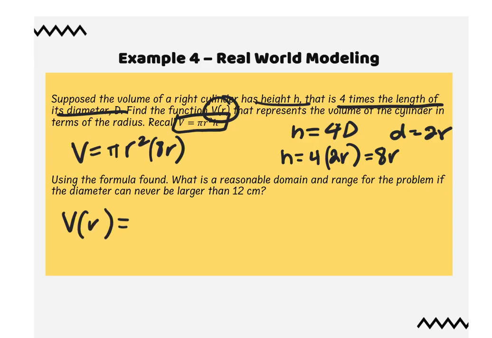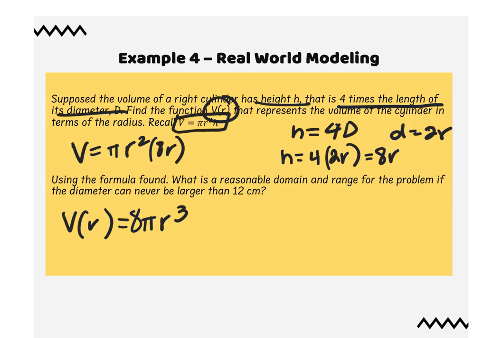V of r equals pi, well, it could be 8 pi r cubed. So that would be the model. Okay, that gives you the volume in terms of the radius. So my input is the radius, my output's the volume. Okay? With me so far?